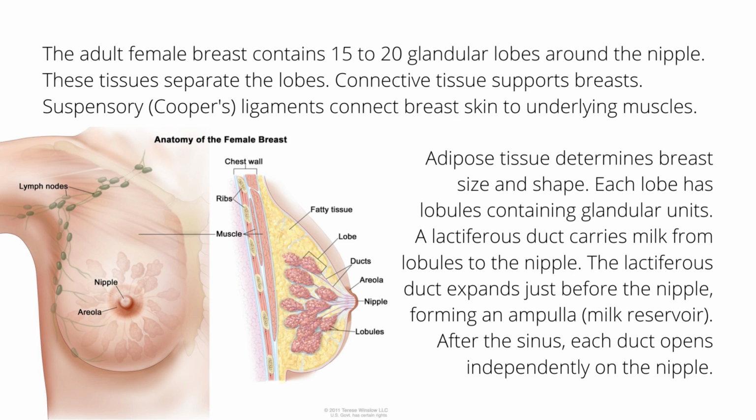Each lobe consists of lobules, which are smaller, that contain the glandular units. A lactiferous duct collects the milk from the lobules within each lobe and carries the milk to the nipple. Just before the nipple, the lactiferous duct enlarges to form a lactiferous sinus or the ampulla, which serves as a reservoir for milk. After the sinus, the duct again narrows and each duct opens independently in the surface of the nipple.